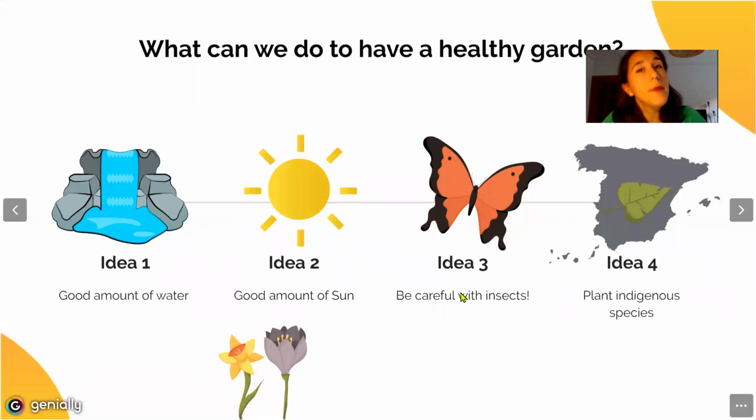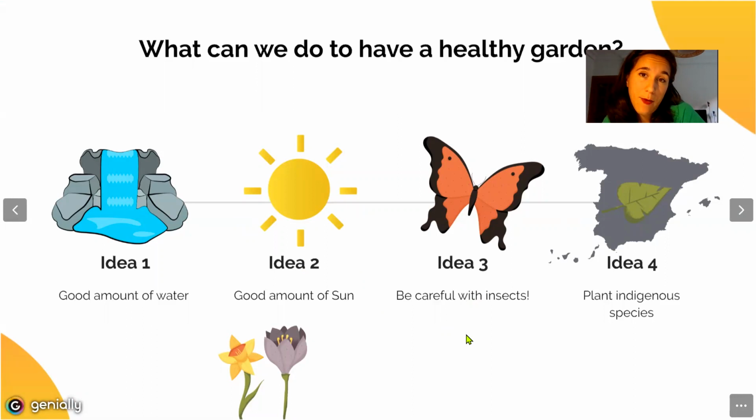Another idea, be careful with insects, please. The insects, they actually, the larvae of the insects and the insects themselves, they eat the plants. So be careful, because if they eat your plants, do you remember Maripilar? If you remember Maripilar, the caterpillar that I took to the school, you will remember this. Maripilar ate plants. Actually, she ate one of my plants from my garden.